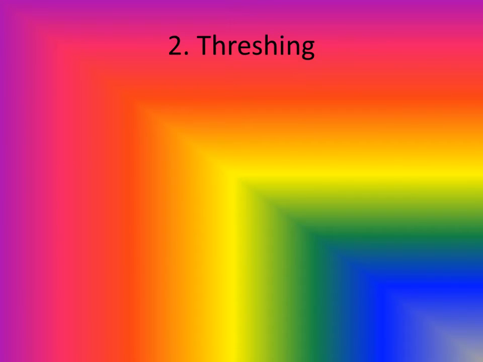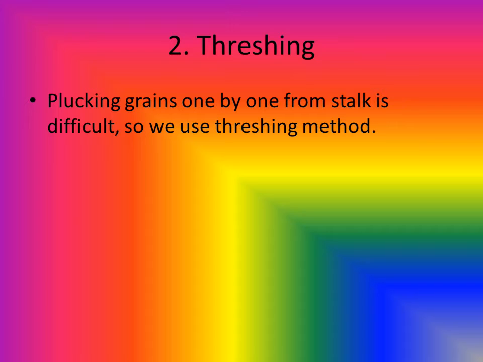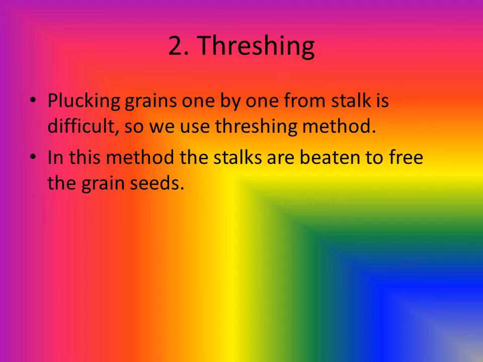The second method is threshing. Plucking grains one by one from stalk is difficult, so we use threshing method. In this method, the stalks are beaten to free the grain seeds.